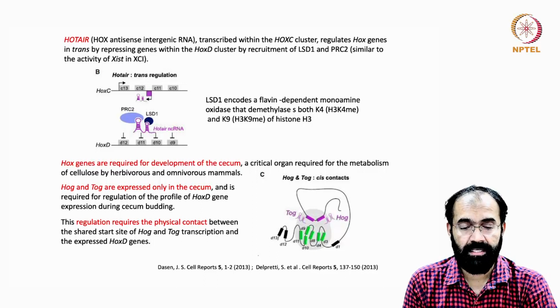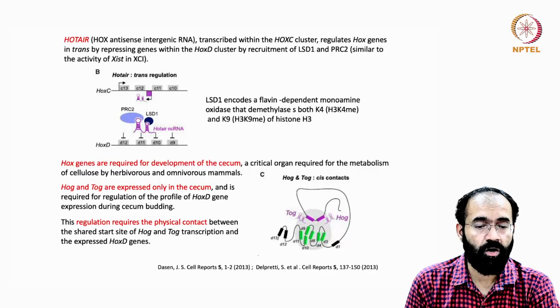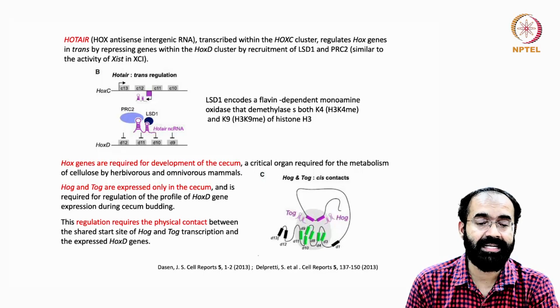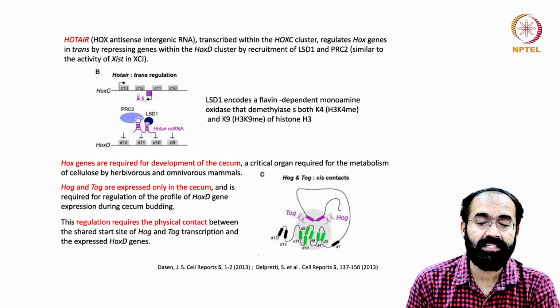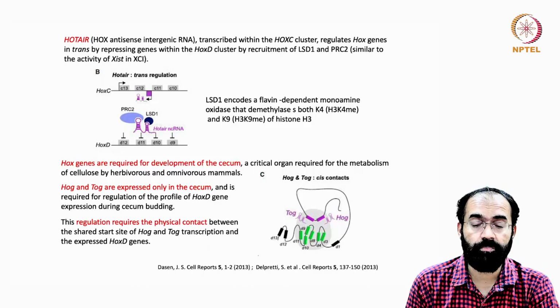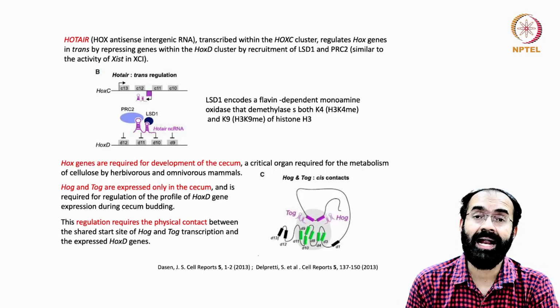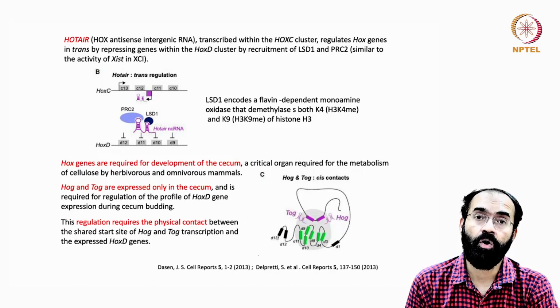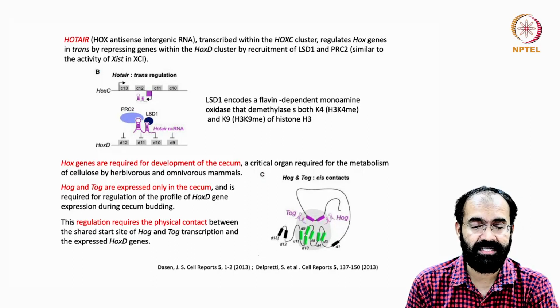Let us see the role of HOTAIR. HOTAIR, the name says HOX antisense intergenic RNA. So it is transcribed within the HOXC cluster. It regulates Hox genes in trans by repressing within the HOXD cluster by recruitment of LSD1 and PRC2, and it is similar to the action that is done by Xist on the X chromosome inactivation center.